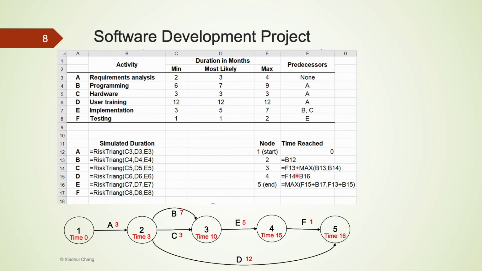At the very last step, node 5, there are two paths to reach node 5. One path is through the completion of activity F, and the other one is through the completion of activity D. The maximum of these two times is the total completion time of the project, as we can see here. So clearly, cell F16, that's this one here, should be defined as the output when we run @RISK simulations.